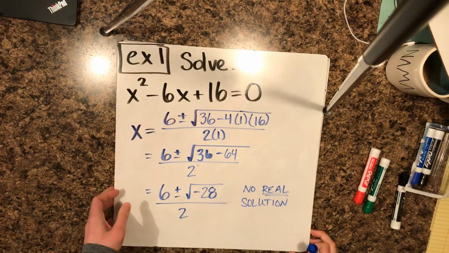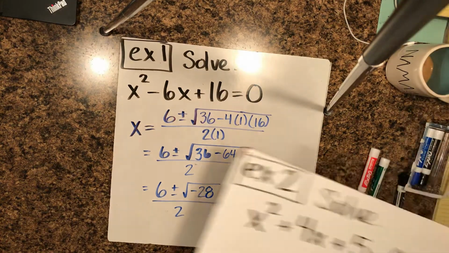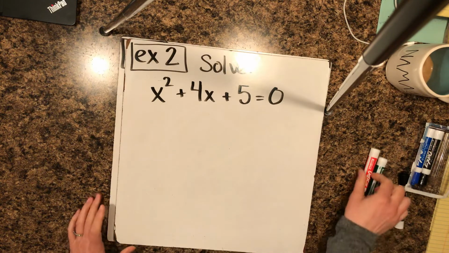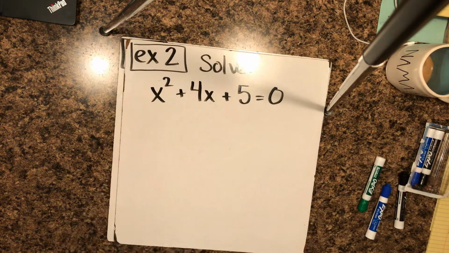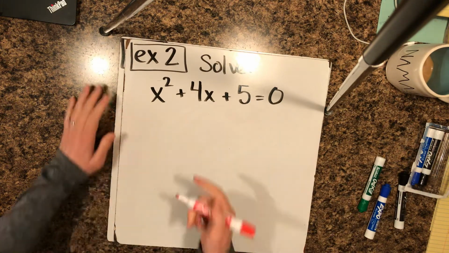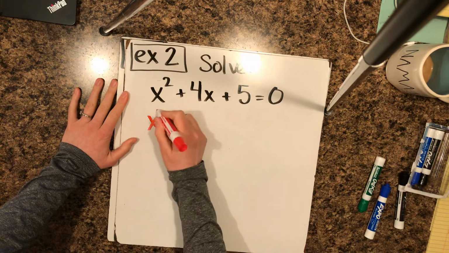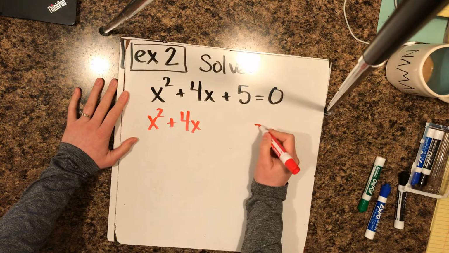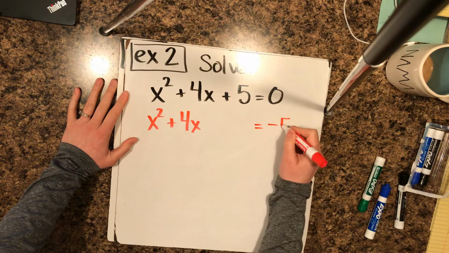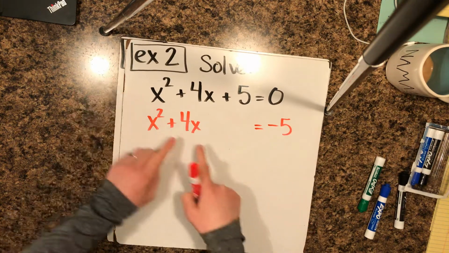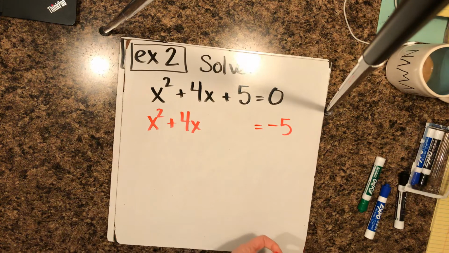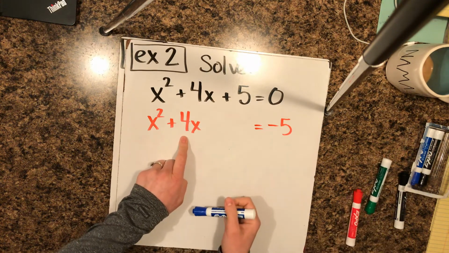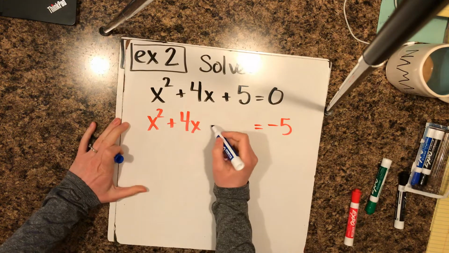Our second example is going to look similar to the first example. I'm going to ask you to solve. This time, instead of solving using the quadratic formula, I'm going to ask you to solve by completing the square. So, when we complete the square, there are lots of ways to do it, but we can leave space or move the 5 out of the way by subtracting. When I complete the square here, I want to take the b value, divide it by 2 to get 2, and then square it to get 4.